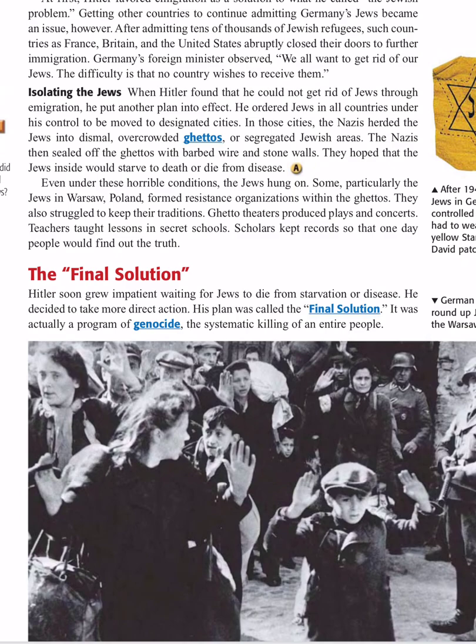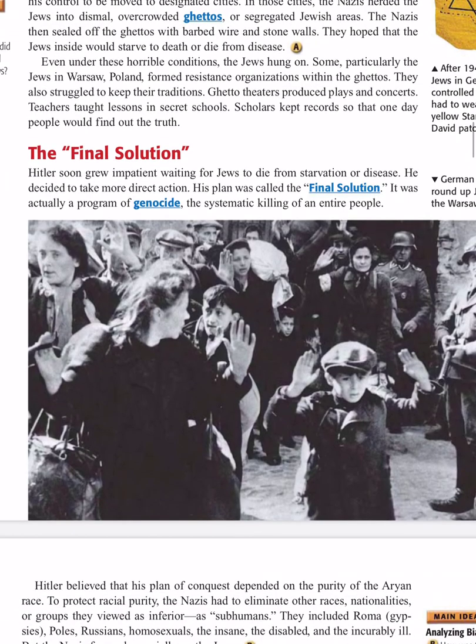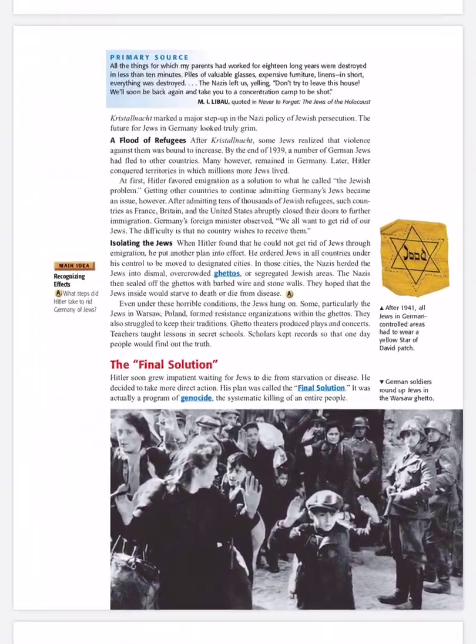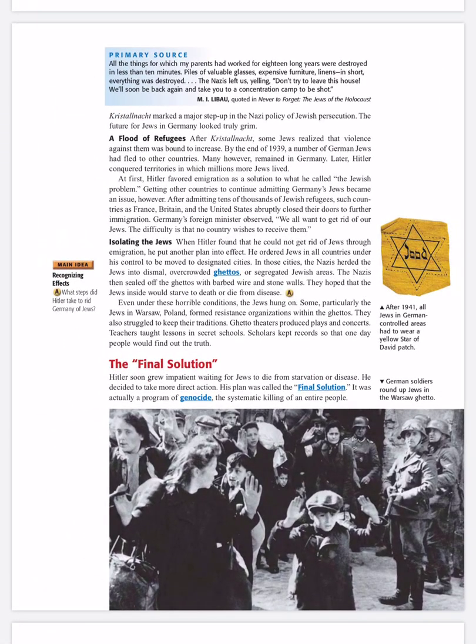The Final Solution. Hitler soon grew impatient, waiting for Jews to die from starvation or disease. He decided to take more direct action. His plan was called the Final Solution. It was actually a program of genocide, the systematic killing of an entire people. Okay, so we are going to just look at the images here, guys, and then we'll stop there for the day.